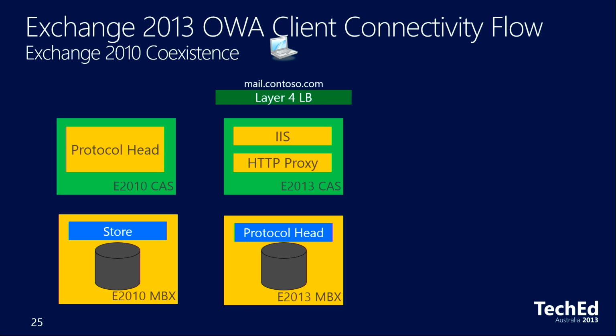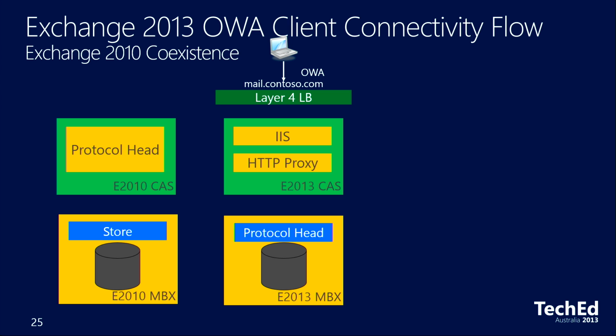So what I have here is my 2010 infrastructure and my new 2013 infrastructure. Again, I've separated the server roles in this diagram for illustration purposes. In a real production environment, these would be multi-role, and you wouldn't have CAS and mailbox separate, but I wanted to isolate them so you could understand more clearly the flow. We've got our client up at the top, using a single namespace for both versions of Exchange, mail.contoso.com.